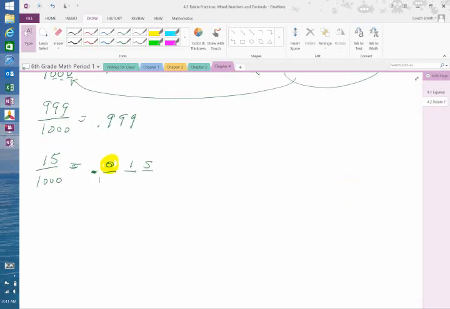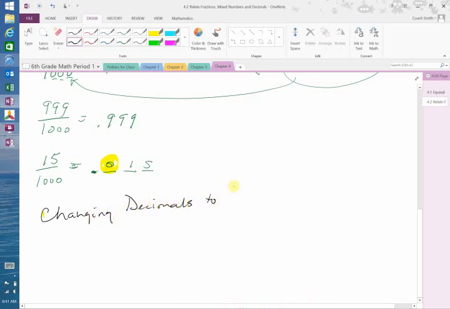All right. Now, let's look at changing decimals to fractions.